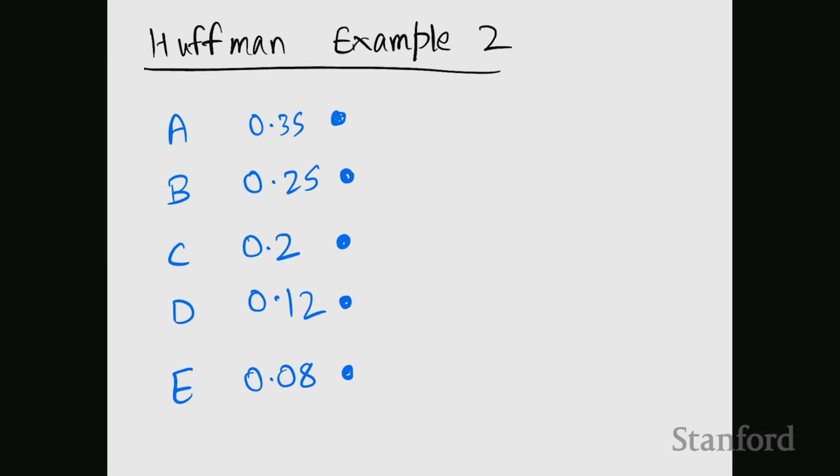Okay, so the answer is D and E. And so let's merge D and E. Okay. And what is the probability of this new node? Let's call it N1. 0.2, right? Why 0.2? 0.12 plus 0.08 is 0.2. Good.